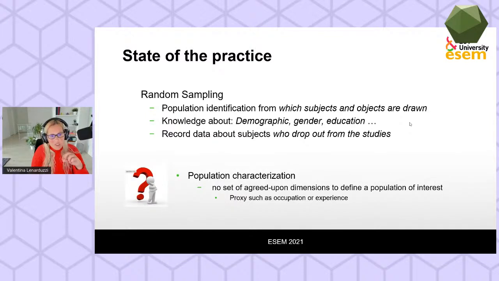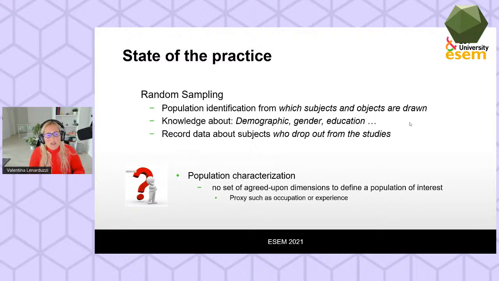If we inspect in more depth the random sampling, the first one that we highlighted, we can see that the vast majority of the papers suggest three sub-steps. The first is to identify the population from which subjects and objects are drawn. Second is to have complete and perfect knowledge about the demographics, the gender, the education, all the characteristics that characterize your population. And last is to record the data about subjects who drop out from the studies. That is also another important recommendation.